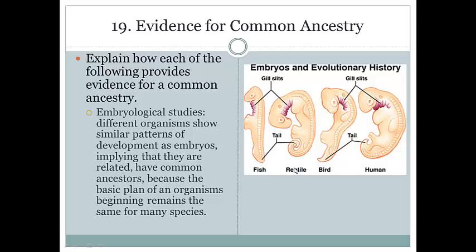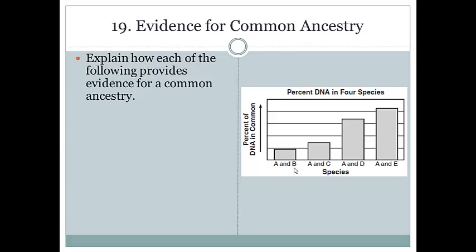So here we have a fish, a reptile, a bird, and a human, and they all have gill slits. Now that doesn't mean that humans have gills, or that at one point we had gills whenever we were in the womb. It just means that in fish, these gill slits eventually develop into gills, whereas in humans, that structure develops into something different. But again, very similar early on in embryological development.